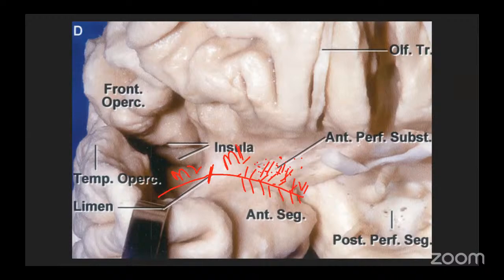So what the limen does is it helps us identify this portion. Because if we end up sacrificing these small perforators, the patient can have an infarct in the caudate, in the internal capsule, etc., and it is going to result in significant neurological deficit.